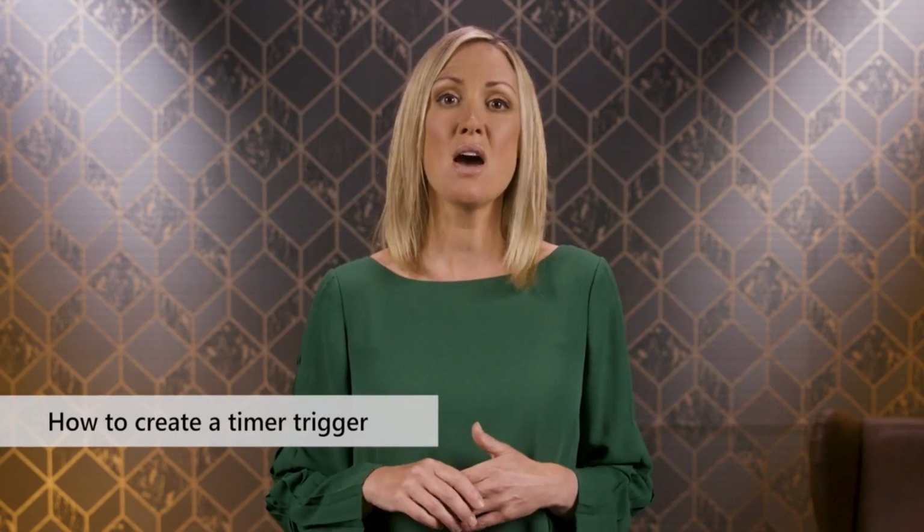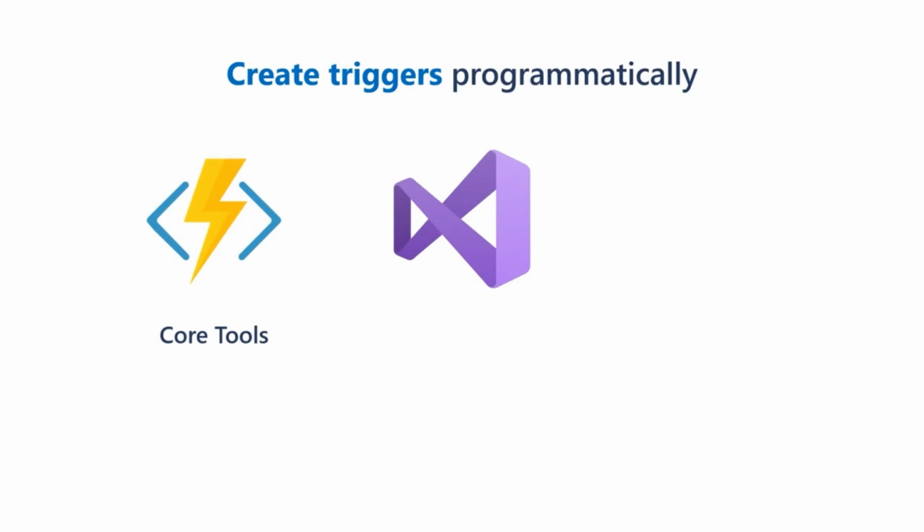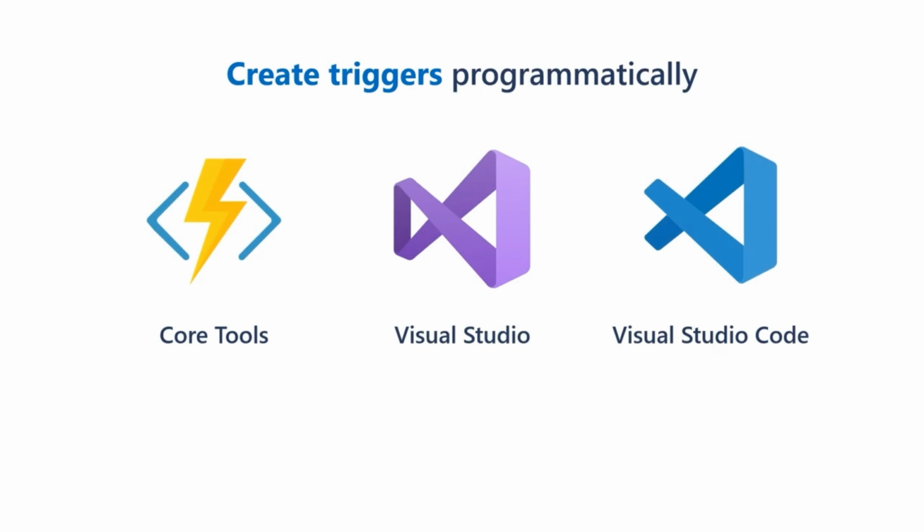You can create a timer trigger in the Azure portal. In your Azure Function app, select Timer Trigger from the list of trigger templates. Enter the logic that you want to execute. Supply a timestamp parameter name and the cron expression. In this lesson, we'll focus on creating triggers in the Azure portal, but you can also create triggers programmatically using Core Tools, Visual Studio, or Visual Studio Code.